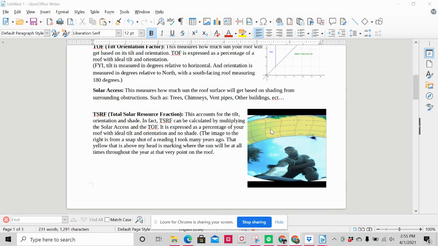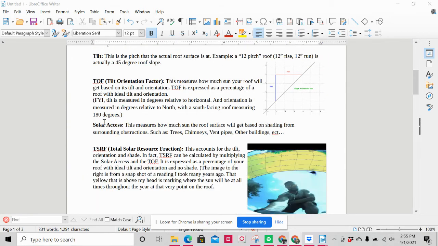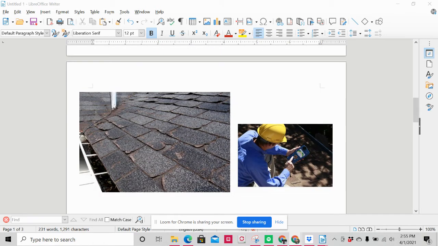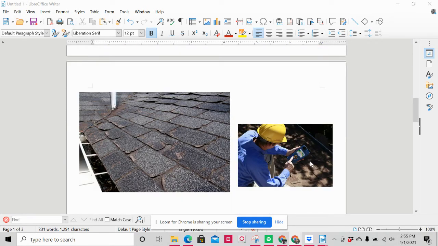This image that you see to the right is actually something that I shot several years ago while using a SunEye. It was one of the older ways that we used to obtain a lot of this information, like the solar access, the tilt, the TSRF, using this tool called the SunEye. What this gentleman is doing right here, he's on the roof, he's kneeling down, he's measuring what is basically going to be the production on that roof for that given time. And it gives a good wide range around it, so it helps determine how viable that area is going to be.